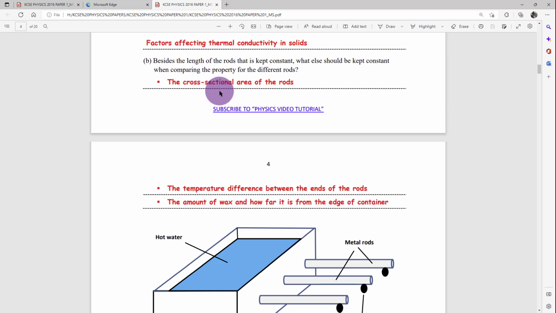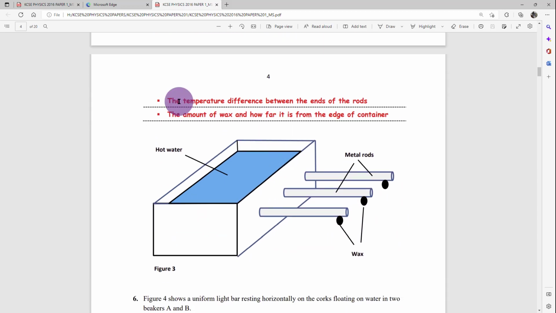And one of them is the cross-sectional area of the rods. Look at the rods. All of them have got the same cross-sectional area. So as to make this comparison fair, we keep the rods to have the same cross-sectional area. The other one that we keep constant is the temperature difference between the ends of the rods. And that is why we use this hot water bath, so that the ends of the rods here, all of them are maintained at the same temperature.